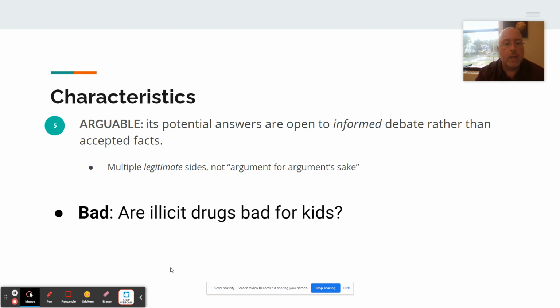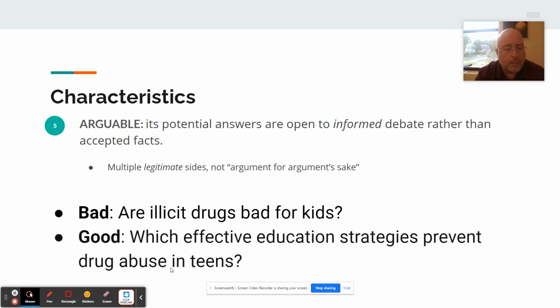Whereas, like here's an example. Are illicit drugs bad for kids? Well, yeah, duh. I could argue against that, but why would I? It's not a legitimate argument. We know heroin is bad for your health. Whereas, which effective education strategies prevent drug abuse in teens? Now, we know what the problem is. We're coming up with specific places to do it because it says education strategies. How are the schools going to help? What am I trying to do? I'm trying to prevent it.